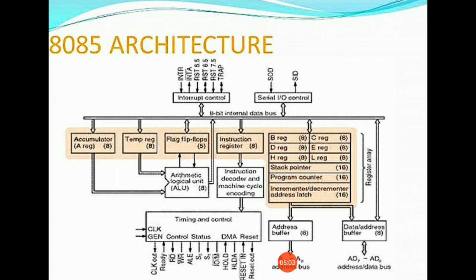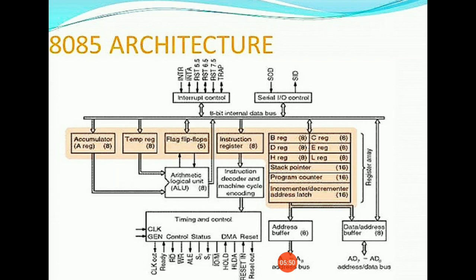are classified as general purpose registers, temporary registers, and special purpose registers. Under general purpose registers, we have B, C, D, E, H, and L registers. Under temporary registers, we have the temporary data register and W and Z registers. Under special purpose registers, we have accumulator, flag register, and instruction register. And next, we have 16-bit registers also, and they are program counter and stack pointer.